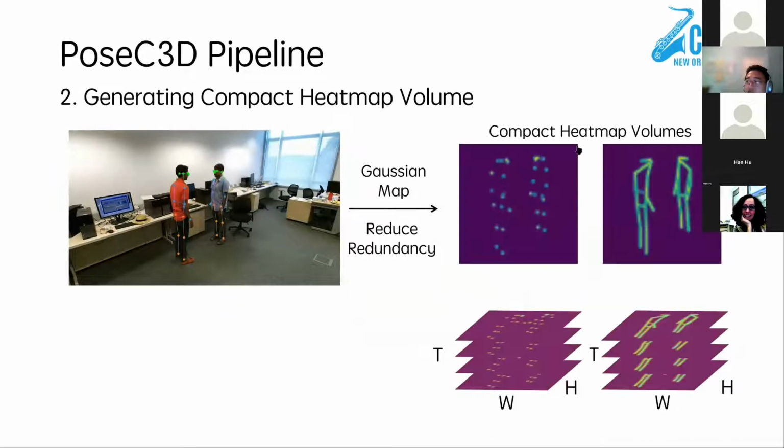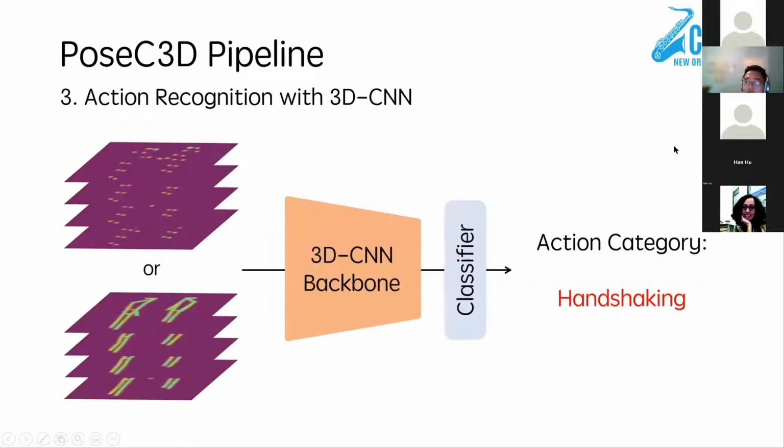Second, we generate 2D pseudo heatmaps based on the saved coordinates and stack them along the temporal dimension to form 3D heatmap volumes. And finally, we adopt an arbitrary 3D CNN to process the heatmap volumes and get the action predictions.